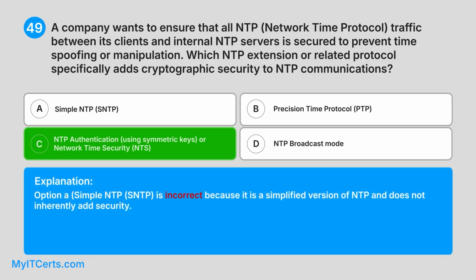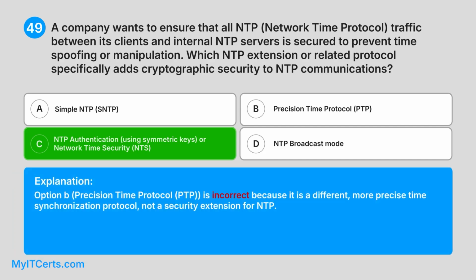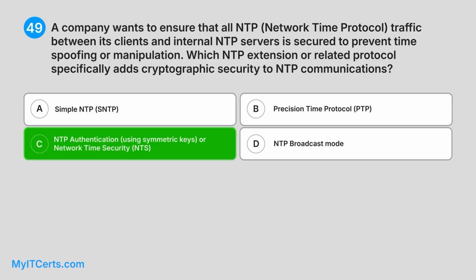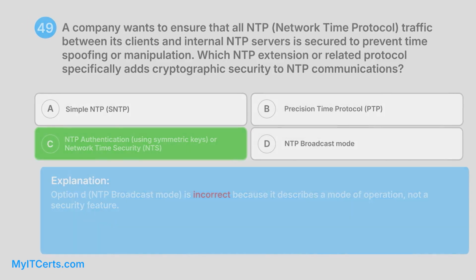Option A, Simple NTP, SNTP, is incorrect because it is a simplified version of NTP and does not inherently add security. Option B, Precision Time Protocol, PTP, is incorrect because it is a different, more precise time synchronization protocol, not a security extension for NTP. Option D, NTP broadcast mode, is incorrect because it describes a mode of operation, not a security feature.